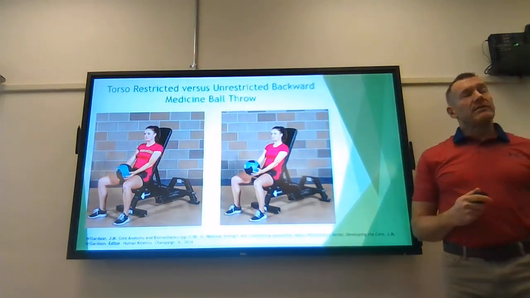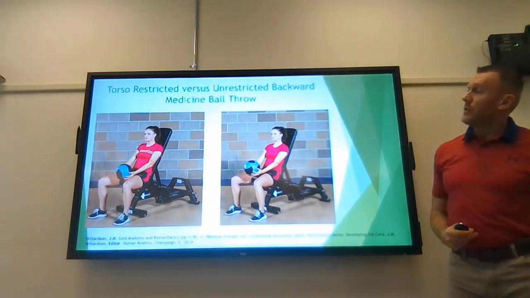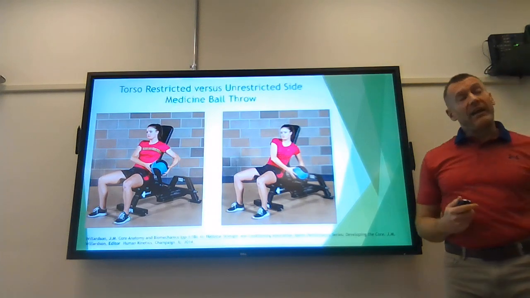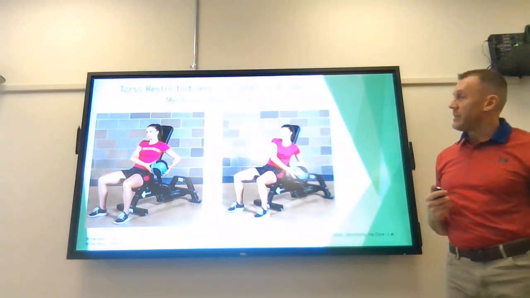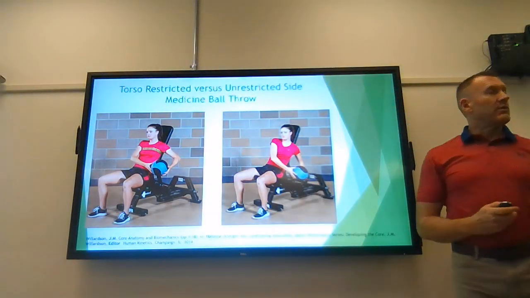Okay, backwards medicine ball throw, same thing. Restricted versus unrestricted. Okay, to the side. Okay, so now we're getting into that transverse plane, restricted versus unrestricted.